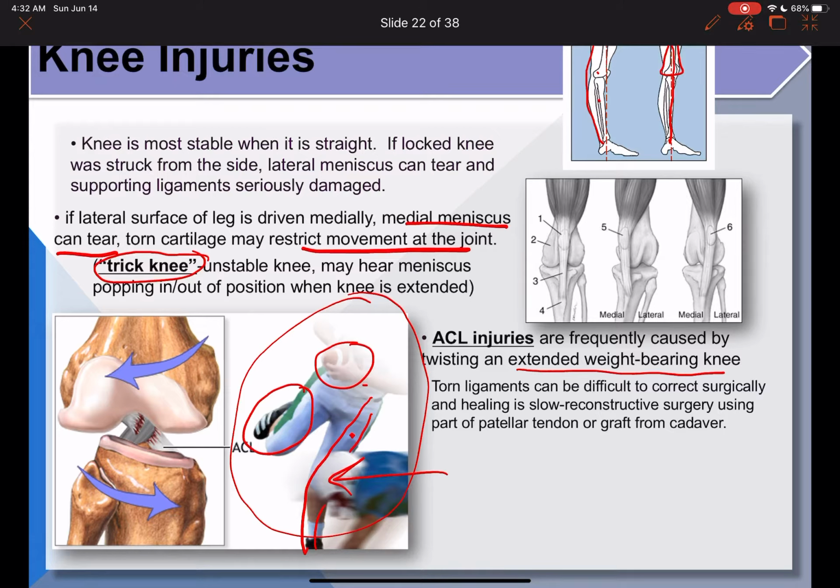Now, torn ligaments are difficult to correct surgically, and healing may happen or may not, but it is definitely slow, especially if you're talking about a completely torn ACL. So usually reconstructive surgery using either a part of the patellar ligament or a graft from a cadaver will be used.